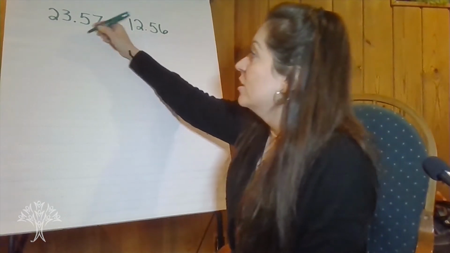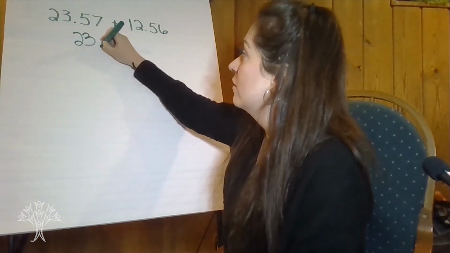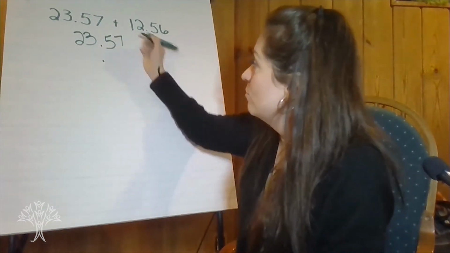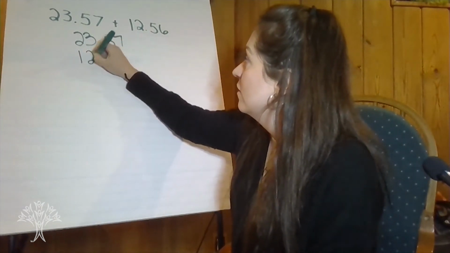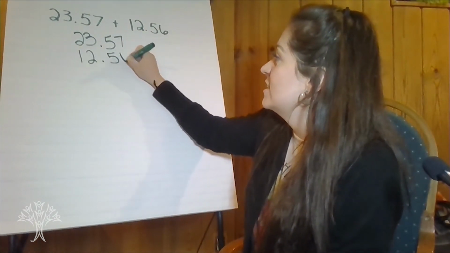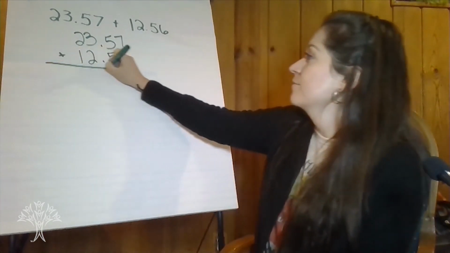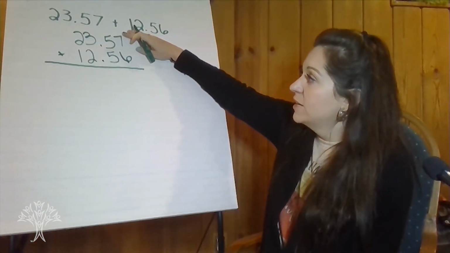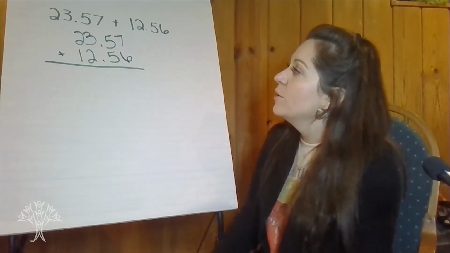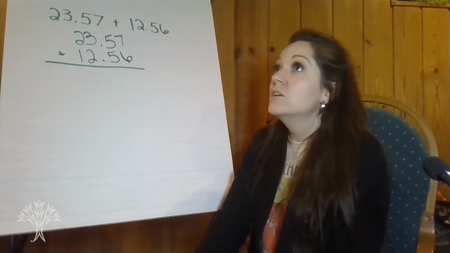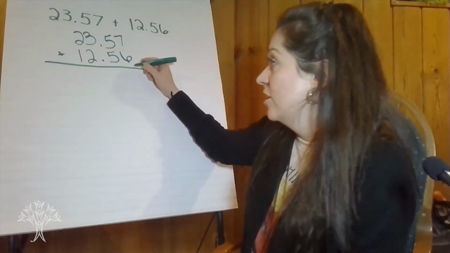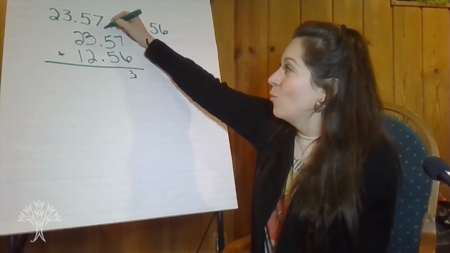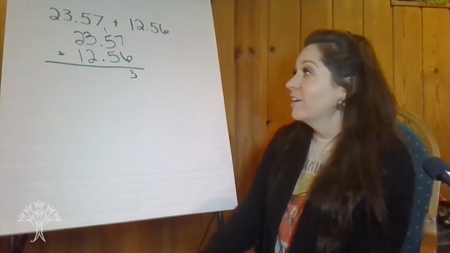Okay, I'm going to write them vertically. 23 and 57 hundredths. And then line up the decimal points, 12 and 56 hundredths. And now you just add them like you learned in 4th grade. Okay, so I'm in the hundredths place, 7 hundredths plus 6 hundredths. Well, I know 6 plus 6 is 12, so plus one more would be 13 hundredths. So if I have 13 hundredths, I have 3 hundredths and 1 tenth, right? Okay, so I regroup that 1 tenth.